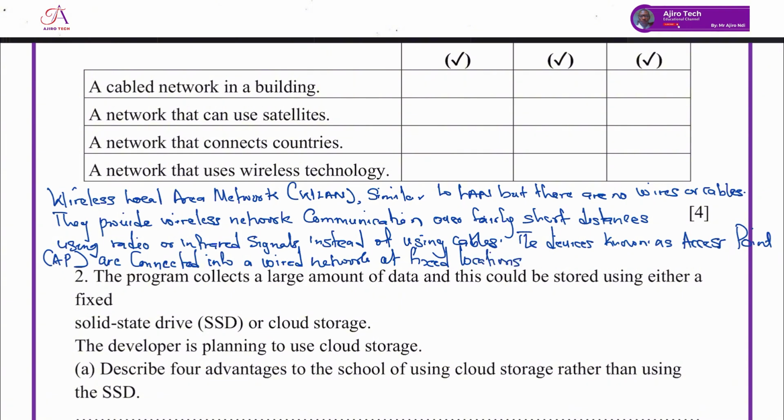So the only wire that is connected is to the access point from your switch down to the access point, and then you can access this network wirelessly. But it's important for you to know that they have limited range. So that simply means that you can get a strong signal when you are within range.